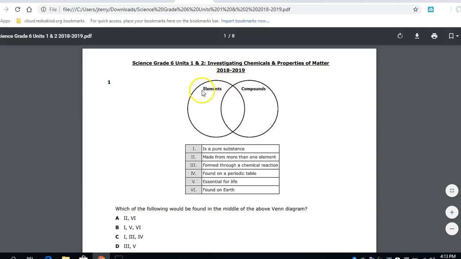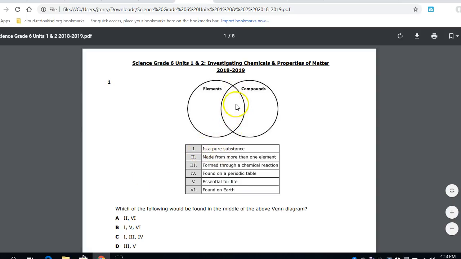We have a Venn diagram of elements and compounds. Which of the following would be found in the middle of a Venn diagram? So we have these characteristics of elements and compounds. So you need to decide which go where and which would be found in the middle. So what do elements and compounds all have in common?